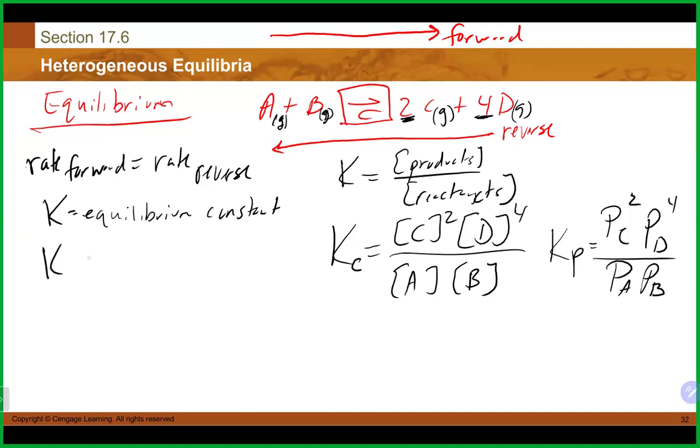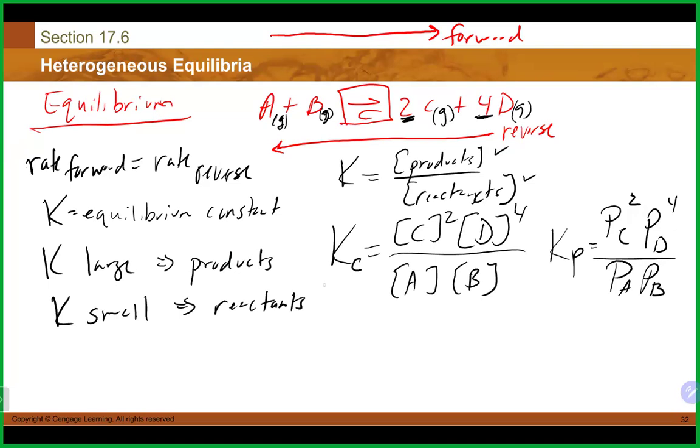And again, if we have a large value of K, that means when we reach equilibrium, we would mainly expect to have products present. That is because if we take a large number on top divided by a small number, we should end up with a large number. And if we have a K value that is small, that means when we reach equilibrium, we should mainly have reactants present.